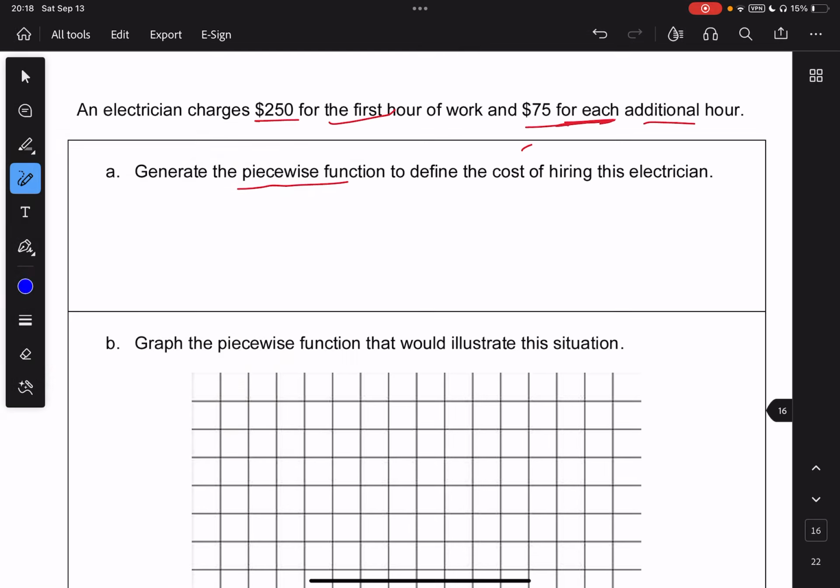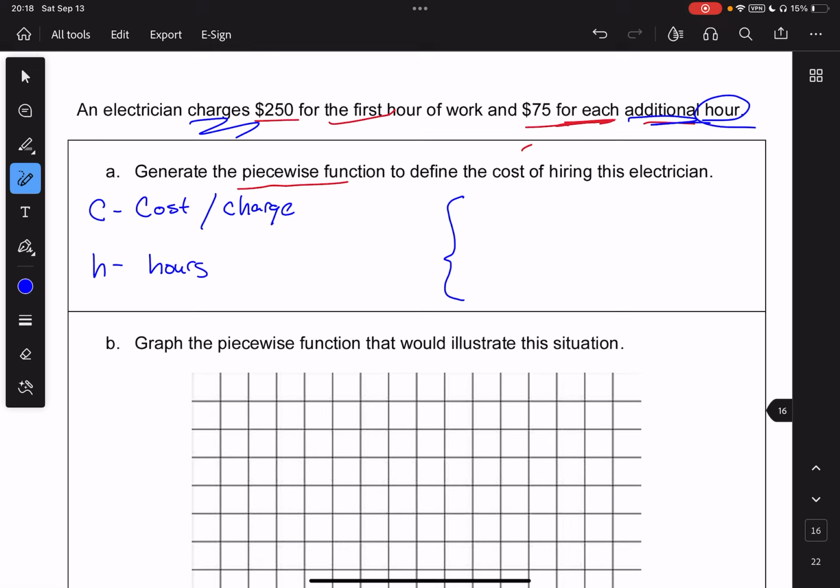So for this piecewise, let's start with our bracket. And then it says that our electrician charges $250. So what I like to do is, since we're talking about the cost or charge, that's what our C is. Technically, that's what you could call our Y as well. So our X value, it's each additional hour, so we're going to say H for hours. So we are going to generate a piecewise function to determine the cost.